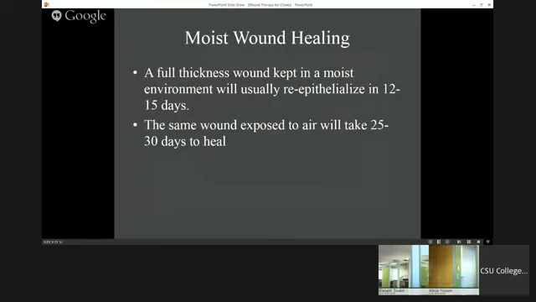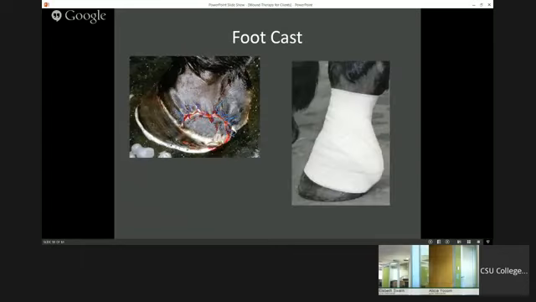Like I said in the beginning, moist wound healing is very important. A full thickness wound must be kept moist, and usually will re-epithelialize, or will start to close over in 12 to 15 days. When compared to the same wound exposed to air, will take twice as long to heal. So the old verbiage of it needs to be exposed to air may not be correct for our current wound healing.